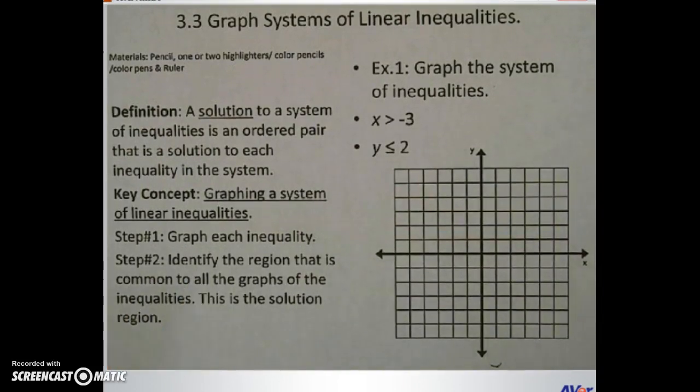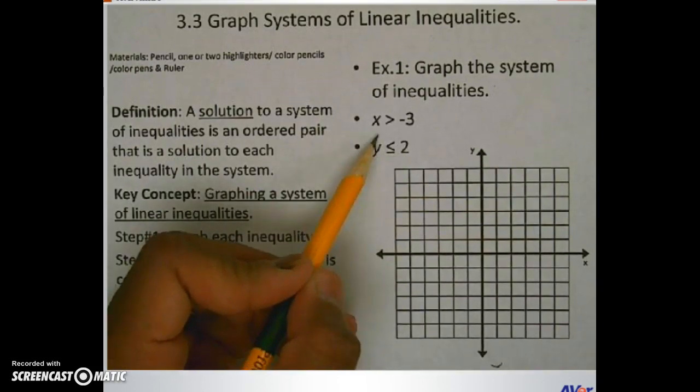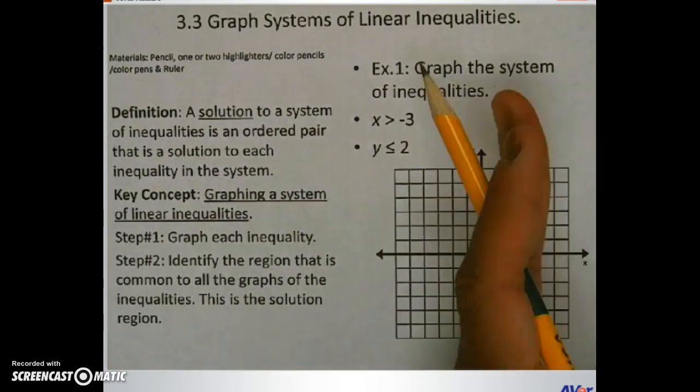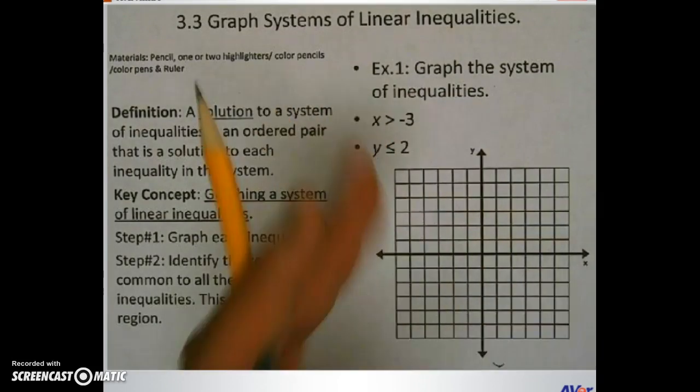Otherwise, two steps for graphing. Number 1, graph each inequality as we would for any line. And number 2, we're going to do some shading in the region that's common to all of them. My tip: when we're talking about y, if it's less than, we shade below. If it's greater than, we shade above. If we're talking about x, if it's greater than, we shade to the right, and if it's less than, just like on a number line, the numbers to the left would be shaded.